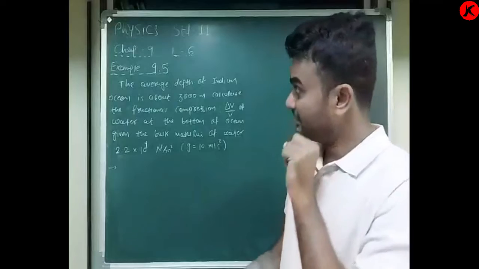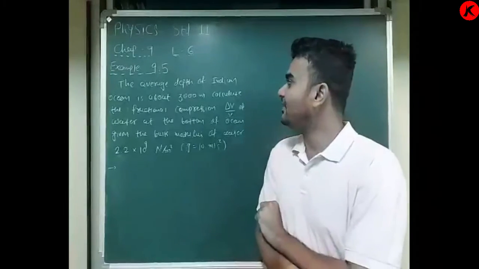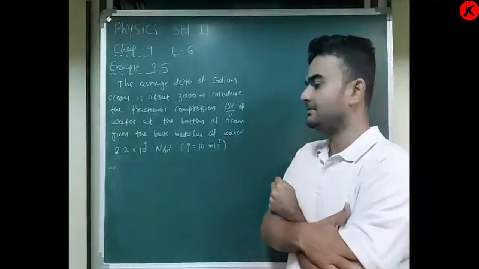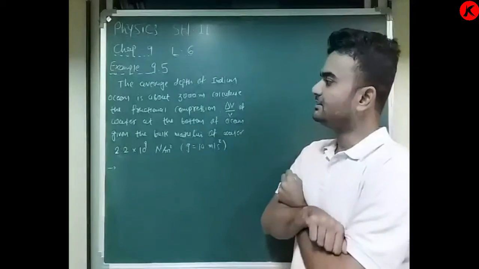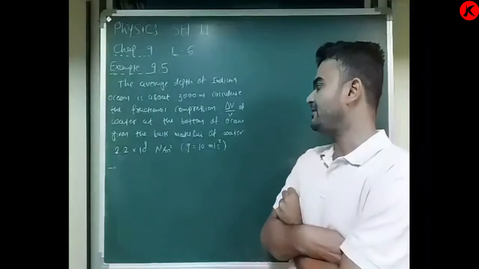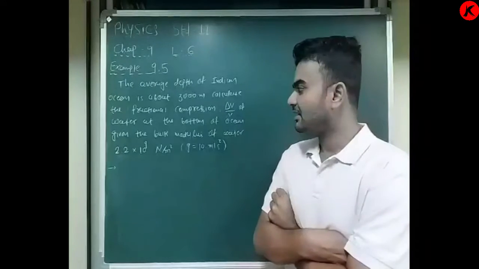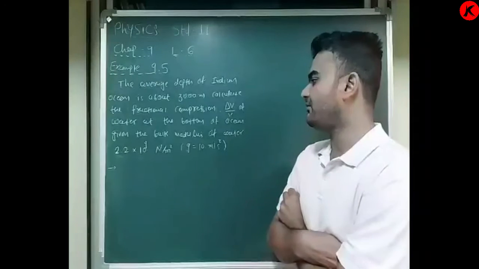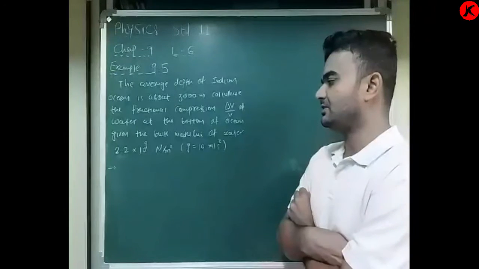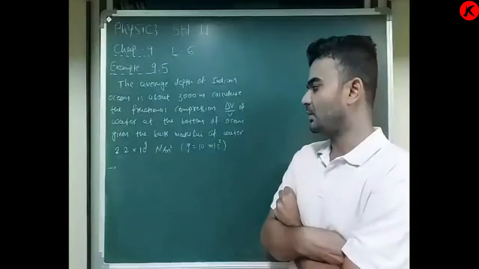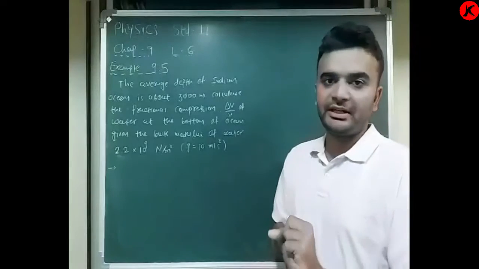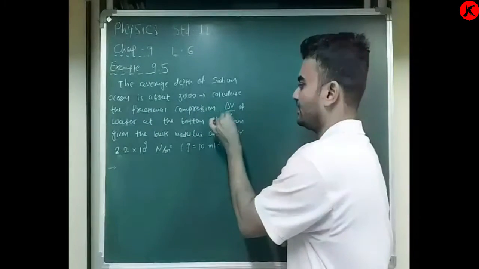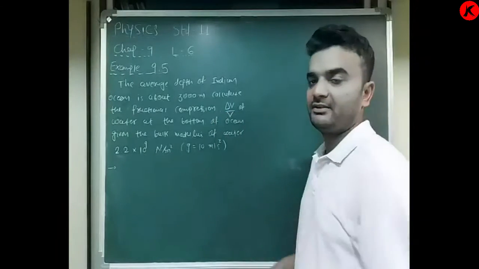Next question: the average depth of Indian Ocean is about 3000 meter. Calculate the fractional compression delta V by V of water at the bottom of ocean, given the bulk modulus of water 2.2 into 10 raised to 9 Newton per meter square. Okay, so we need to find the fractional compression delta V by V.